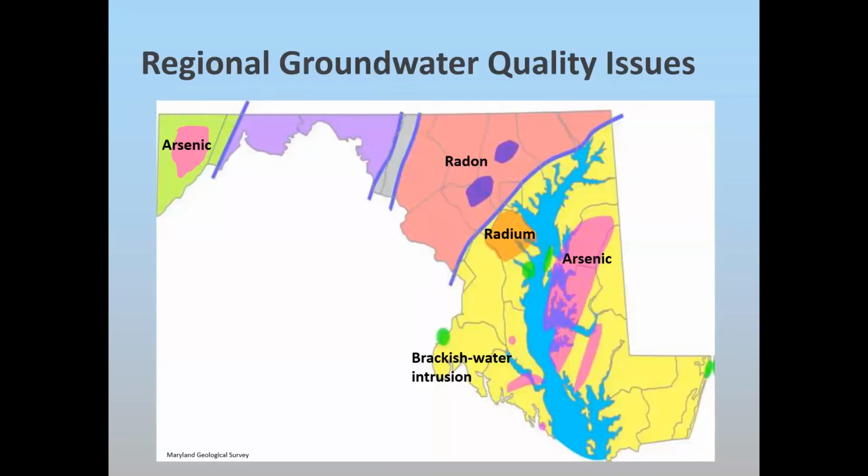Again, here in Maryland is an example where we have naturally occurring arsenic areas, and that's coming from the geology. You can see here on the eastern shore, it extends into central Maryland. There's also some out west. We have radon and radium areas, again, coming from the natural geology. And then, of course, we also have brackish water intrusion, some in both the Chesapeake and the coastal bays.